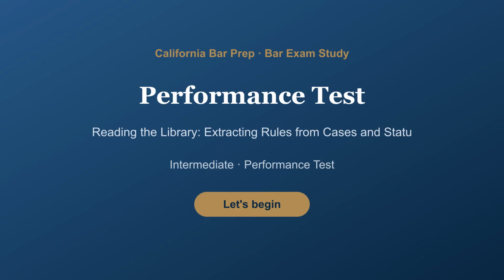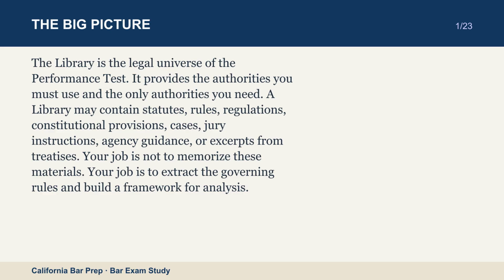Let's begin. The library is the legal universe of the performance test. It provides the authorities you must use and the only authorities you need. A library may contain statutes, rules, regulations, constitutional provisions, cases, jury instructions, agency guidance, or excerpts from treatises. Your job is not to memorize these materials. Your job is to extract the governing rules and build a framework for analysis.